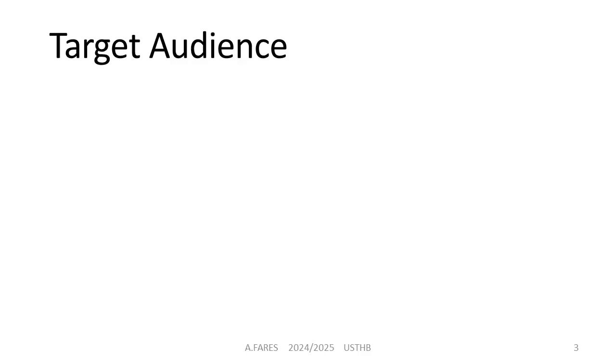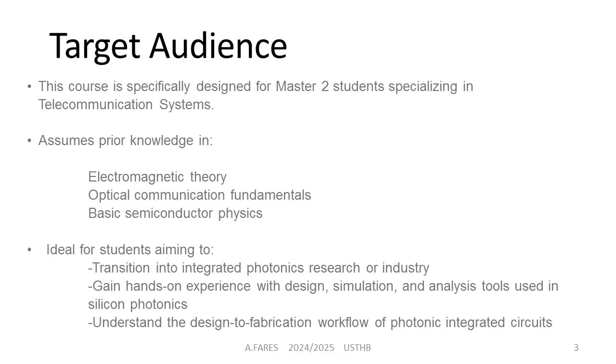This course is specifically designed for the Master's 2 students specializing in telecommunication systems. We assume that the students have the following prior knowledge in electromagnetic theory, optical communication fundamentals, and basic semiconductor physics. This course is ideal for students aiming to transition into integrated photonics, research, or industry, gain hands-on experience with design, simulation, and analysis tools used in silicon photonics, and understand the design to fabrication workflow of what we call the PICs, or the photonic integrated circuits.